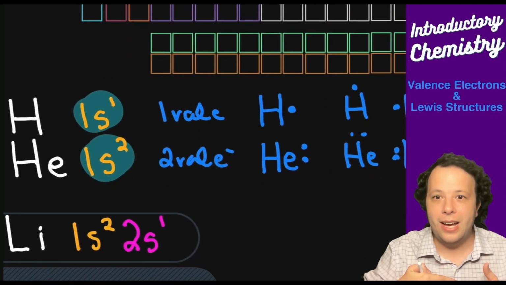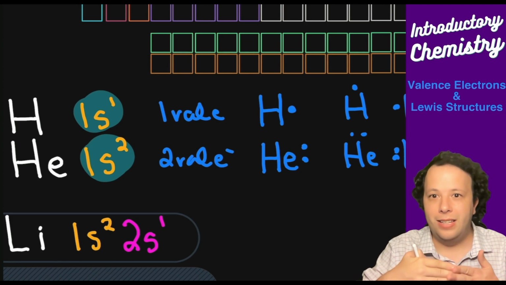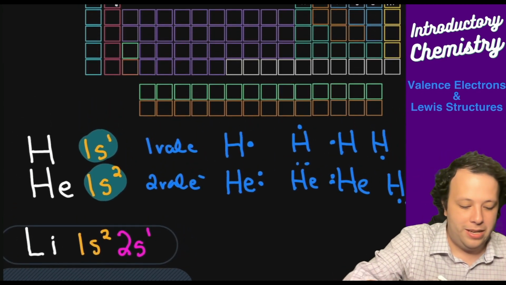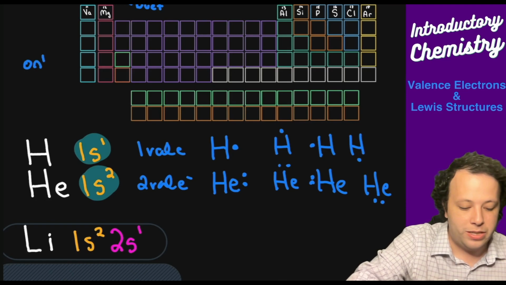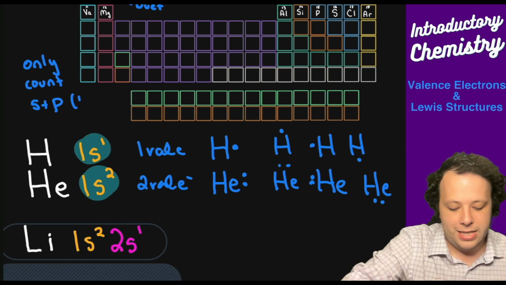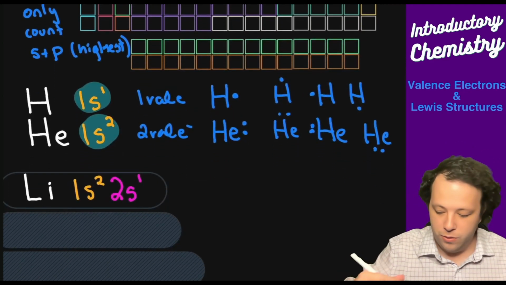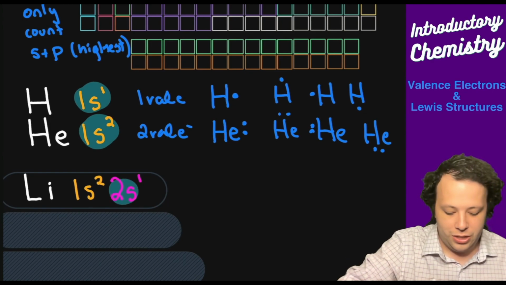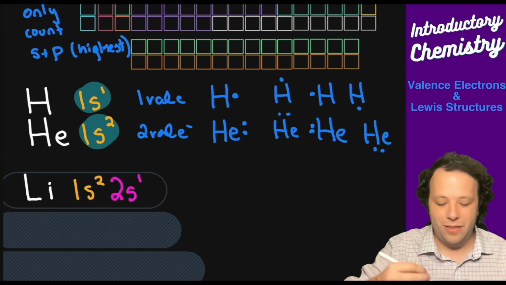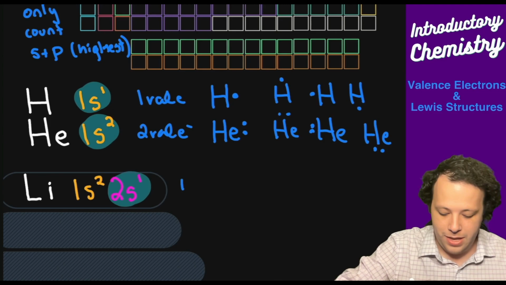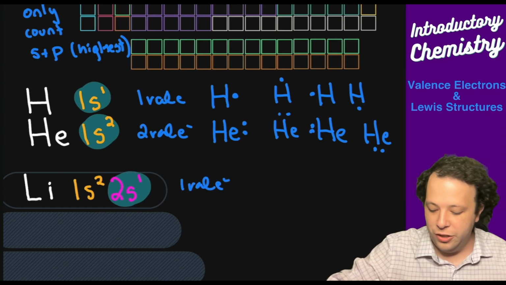But one thing to keep in mind is, being that we do have the electron configuration, all we are doing is counting s and p electrons in the highest level. That is it. So we only count s and p. I'm going to write that down here because it's really important to see: only count s and p, and that has to be the highest level. So keep that in mind. That's all we're going to be counting. With lithium, the highest one is 2s1. So once again, we have 1 as our answer. One valence electron, and it is going to be just 1 single dot.